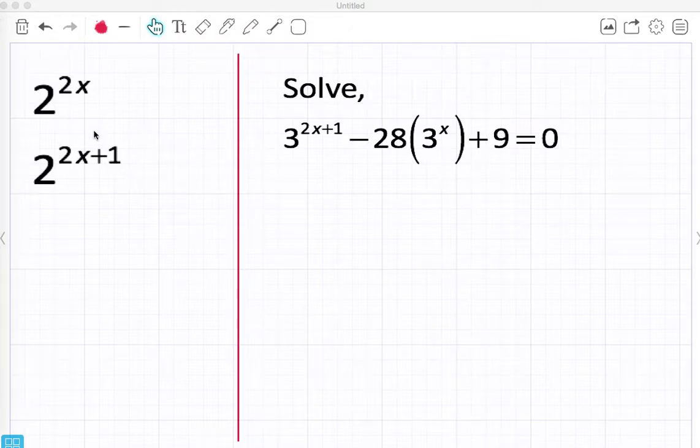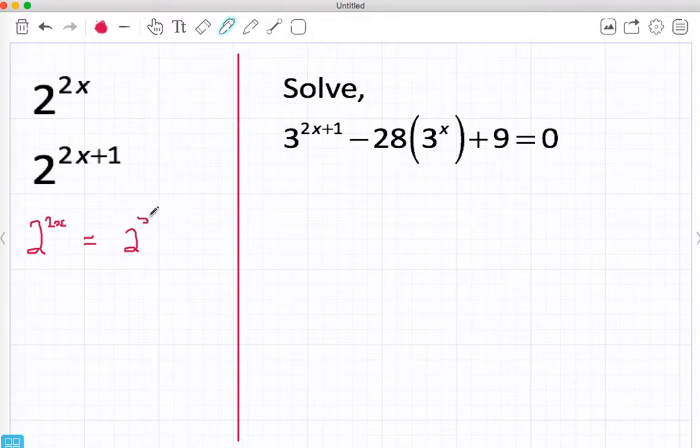Very quick look at exponentials, particularly exponentials that get disguised in quadratic equations and the use of the indices laws. So if we have 2 to the power of 2x, we can rewrite this by taking the index 2 out, and making it 2 to the power of x all squared. And that's going to be important when I do this example up here in a minute.